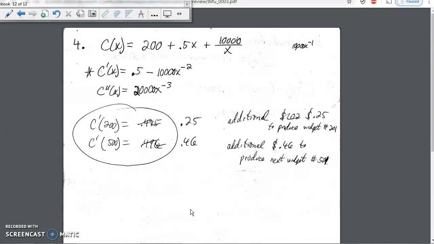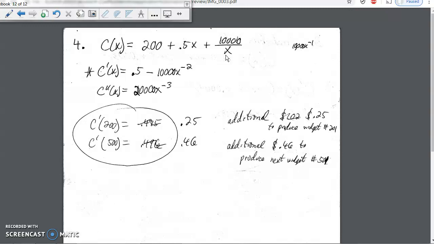Problem number 4, the production cost in dollars per month of producing x widgets is given by C of x equals 200 plus 0.5x plus 10,000 divided by x. When I first copied this problem over, I only used 1,000 instead of 10,000, so I had to go through and change everything. My original answers were off because I used 1,000 instead of 10,000. So the original problem is 10,000 over x.